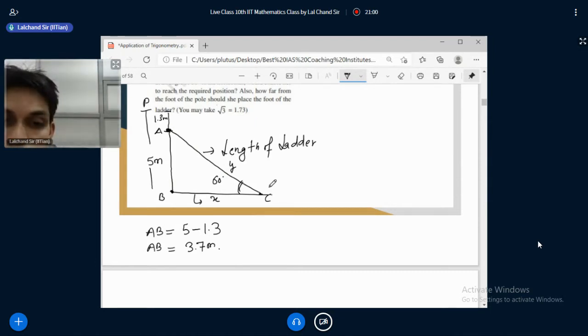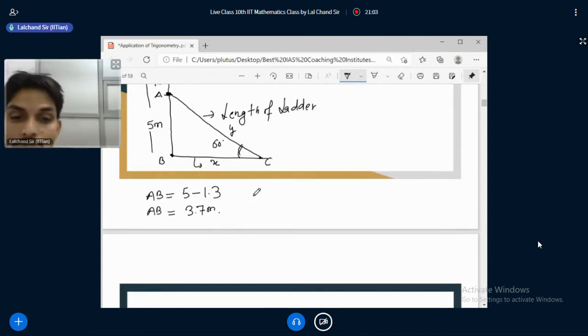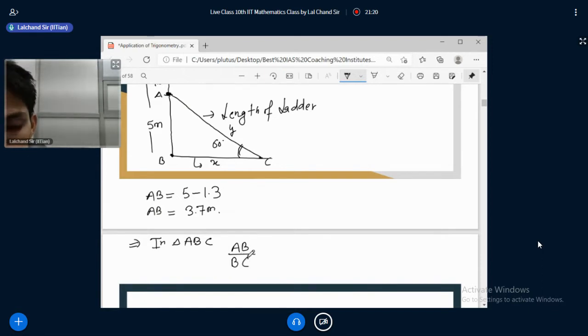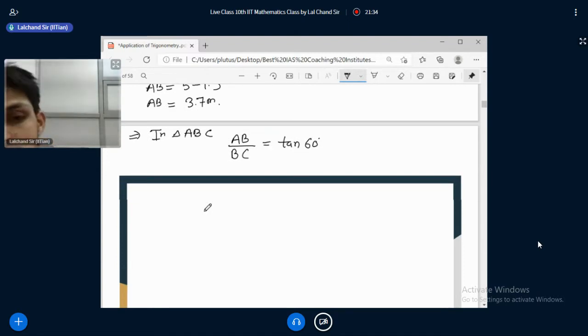This AC is Y units and BC is X units. So if we use tan theta in triangle ABC, AB divided by BC is equal to tan theta. So we can say tan of 60 degrees. What is the value of AB? AB we have calculated as 3.7, and BC we need to calculate.